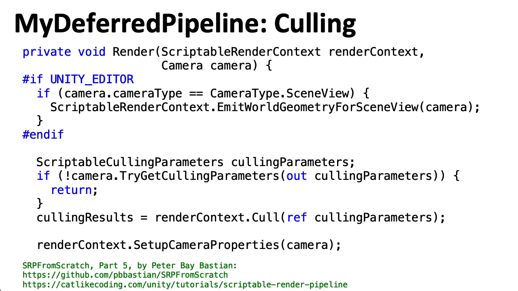Okay, here's our main render function. We have this bit of code that we talked about last time that lets our scriptable render pipeline work in the scene view and not just the game view. The rest of the code here is basically what we had in the forward scriptable render pipeline demo from the last lecture. And this figures out information about what objects can be viewed by the camera.